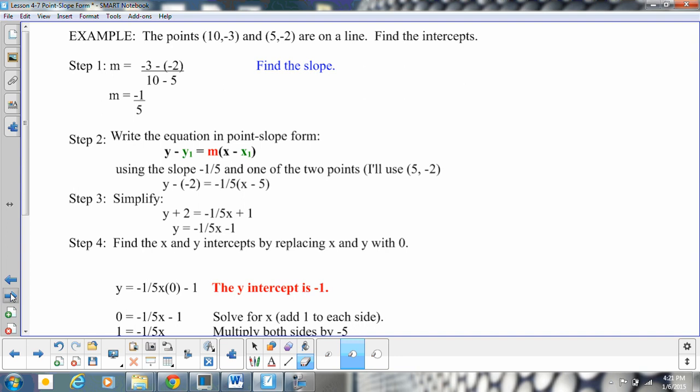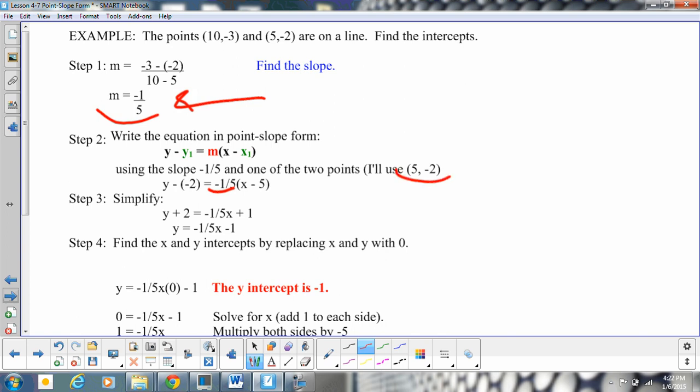All right. It says points (10, -3) and (5, -2) are on a line. Find the intercepts. So first, you're going to find the slope, change in y over change in x. We know how to do that. Do the math. The slope is -1/5. If you're confused, look back in the previous chapter. Then we're going to use the slope and a point to write it in slope-intercept form. Here's my -1/5. That's my slope. I picked a point here. It doesn't matter which point you choose.